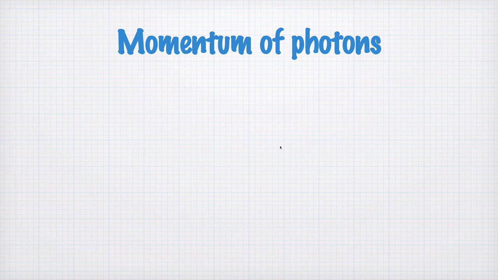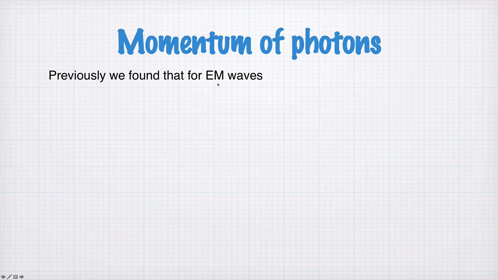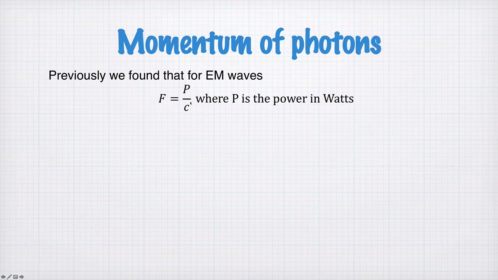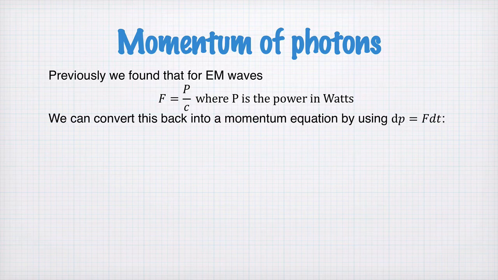I want to close out this discussion of photons by talking about their momentum. So previously we found that for electromagnetic waves we could derive a force due to the waves because the waves carry momentum. And this force was equal to the power in the waves divided by the speed of light. Now we can convert this back to a momentum equation using dp equals F dt.